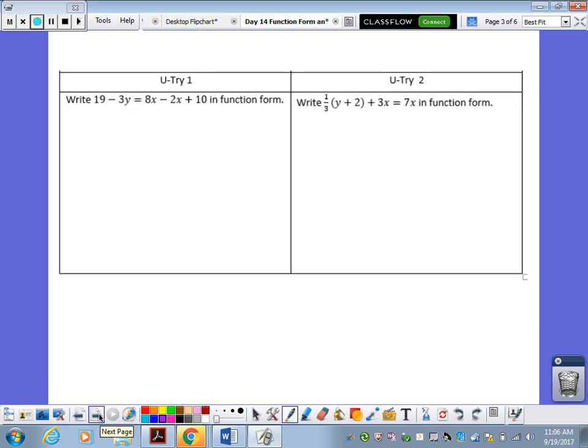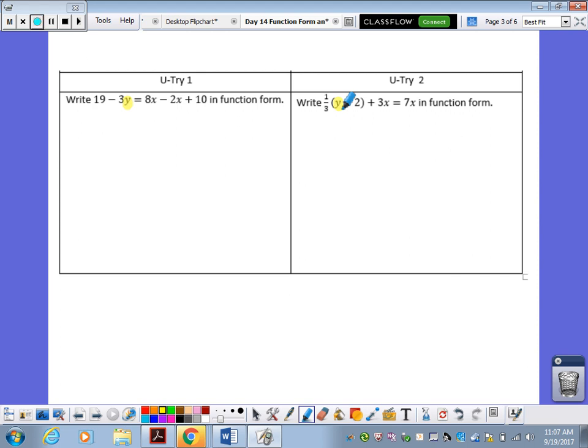Number one, I want you to rewrite, so flip back over, I apologize, flip back over: 19 minus 3y is equal to 8x minus 2x plus 10. Your goal is to solve for y. Function form, isolate the y. And then You Try number two, I put a 1/3 outside of y plus 2, and then add 3x, set it equal to x. So think through when you start solving and rewriting it in function form. Your goal is to solve for y, but you need to simplify some steps before you can start solving for y.